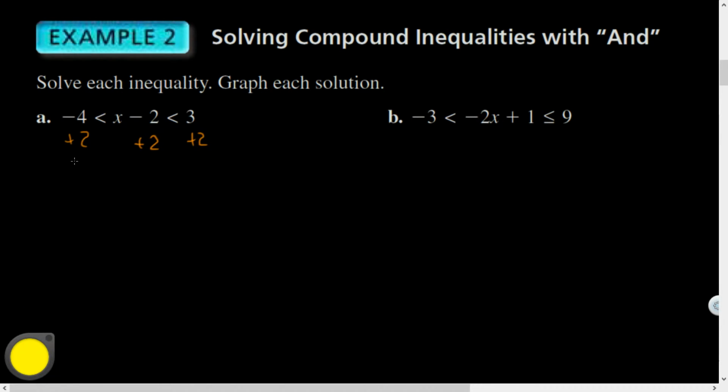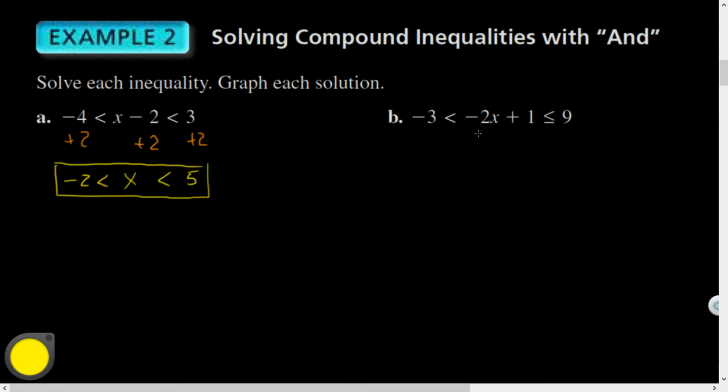So -4 plus 2, signs are different. I subtract them, I get 2. Keep the sign of the more influential. Inequalities still pointing in the same direction. X is now by itself, and is less than 3 plus 2, which is 5. So it turns out I can add 2 to all 3 sides. How crazy is that? Nothing too new. It's just got this new little piece to it, but it's all the same skills.